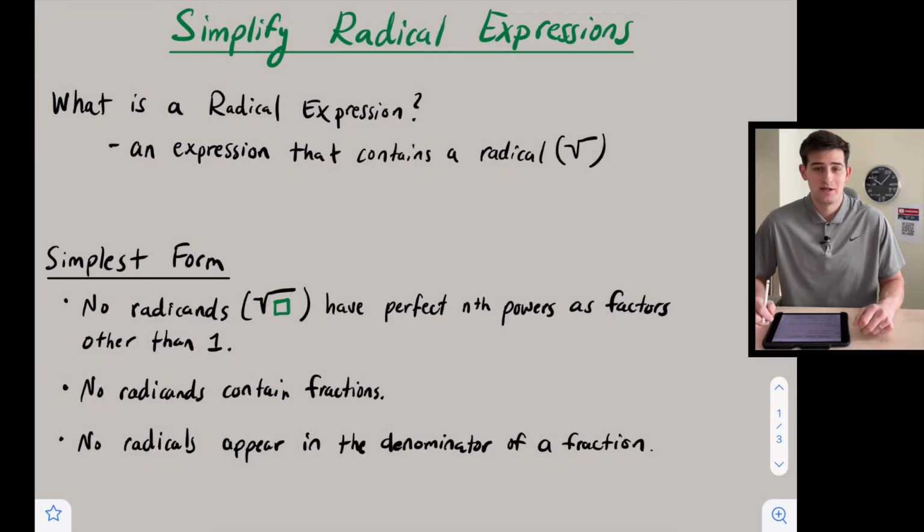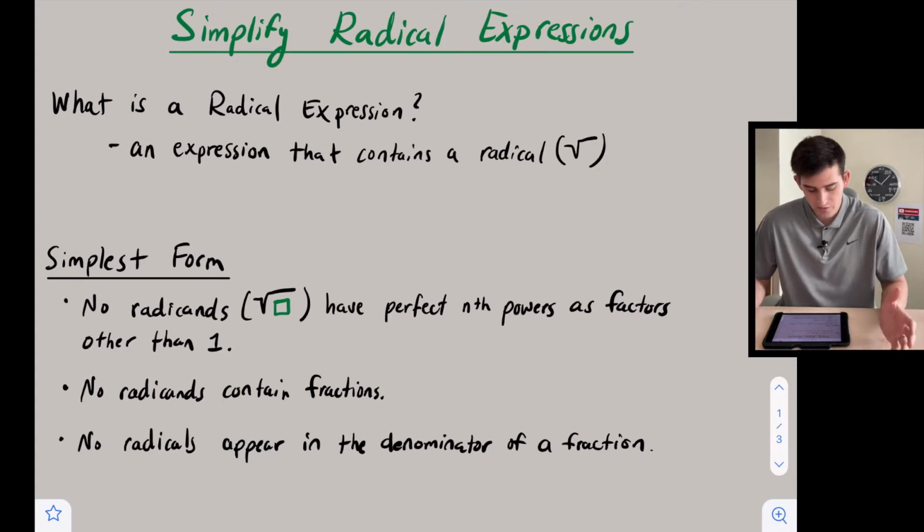Everybody. In this video, we're going to talk about how to simplify radical expressions. We're going to focus on square root and cube root, so that's when the index of our radical is a 2 for square root or a 3 for cube root. And these rules that we're going to look at today extend beyond cube root to the fourth root, fifth root, so on and so forth.